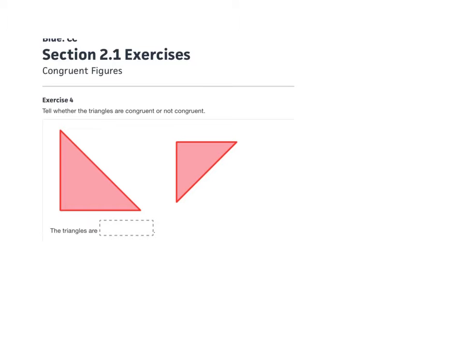Just as a quick reminder, congruent means same size and the same shape. And also the symbol for congruent looks like that. So are these two triangles congruent? They are not congruent.